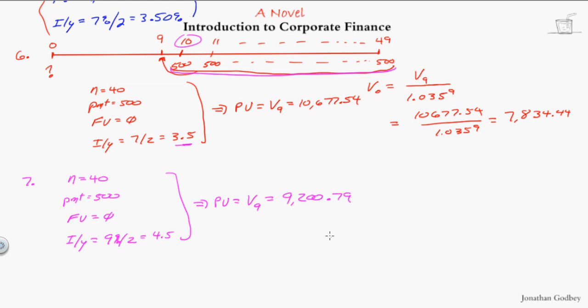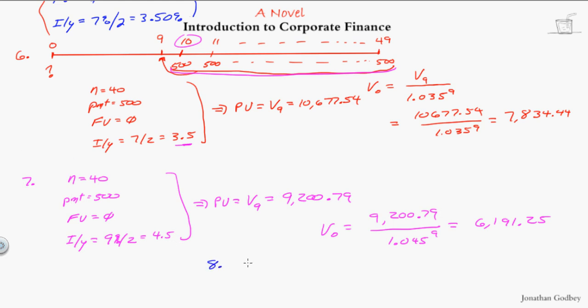So the value today is equal to the value in period 9, 9,200.79, divided by 1 plus R to the 9th. You start at time 0, you take 9 steps to get to time 9, and that value will be $6,191.25.